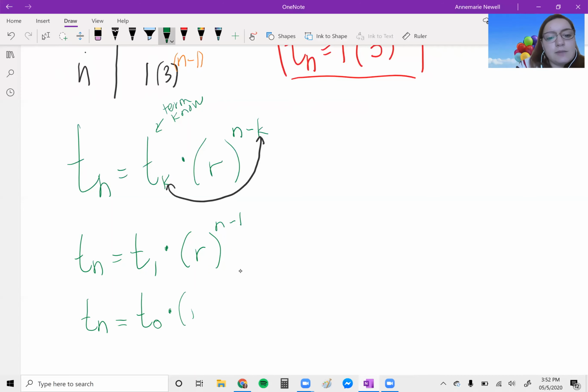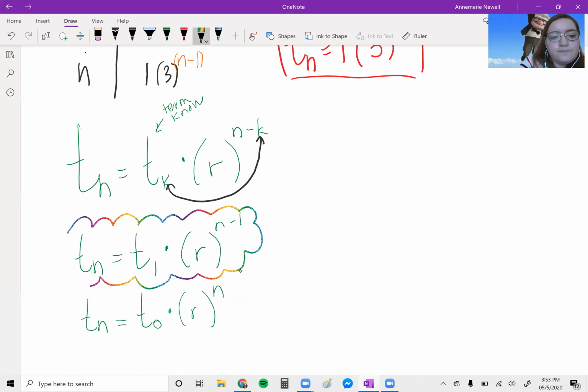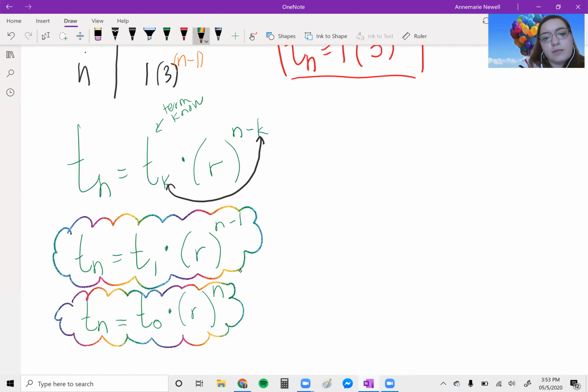But we're always going to be multiplying by a common ratio. How many times? N minus, the letters always have to match the numbers, so n minus 0. Well, n minus 0, isn't that just n? You multiply by r n times. Like I said, this one with the first term you need to be comfortable with, and also the one with the 0th term. Yeah?